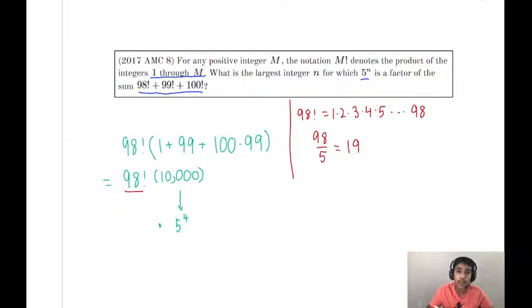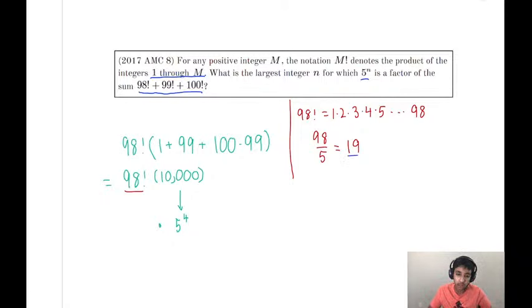We have the numbers from 1 to 98, and how will we get powers of 5? So when we multiply these out, when will we have a power of 5? We will have a power of 5 when we're multiplying a number that's a multiple of 5. And we have 19 of these such numbers.